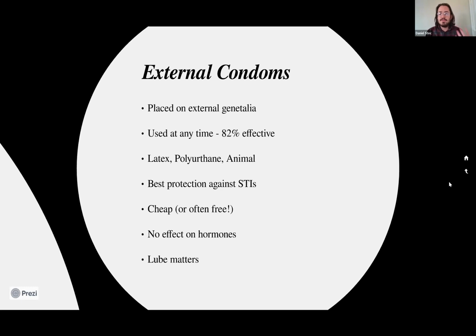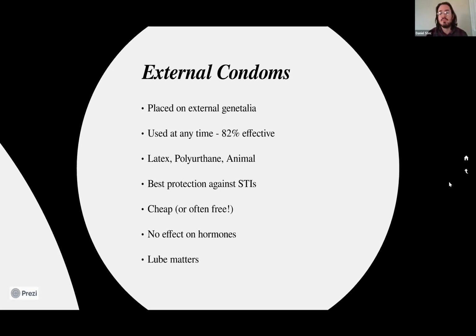So the male condom or the external condom is made of a thin sheath of usually latex, which is the most common form that you'll see. There's also polyurethane, which is a plastic, and then there are also more natural or animal membranes that can be used as well, especially for people with allergies.